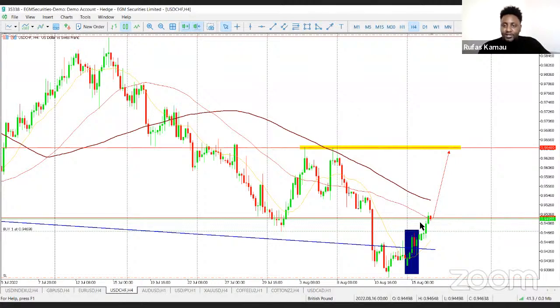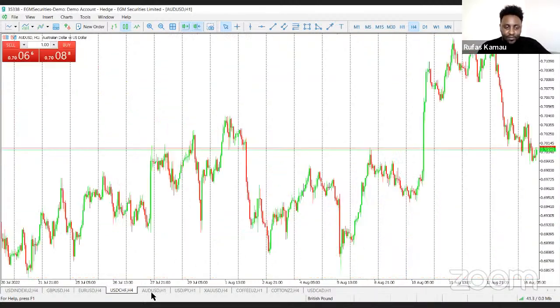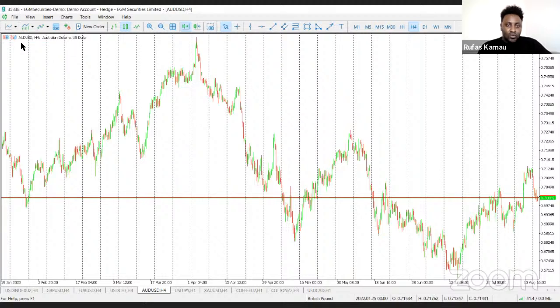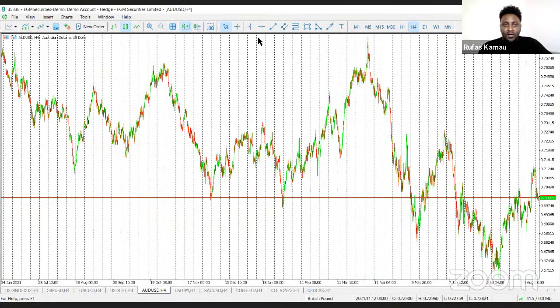So a very interesting movement and expectation in the US dollar against the Swiss franc. As for the Australian dollar, a very interesting pair here. You can see it has been making some major swings. If you can capture one good swing, then you can ride some good number of pips. Longer term, kind of a bearish trend holding here.